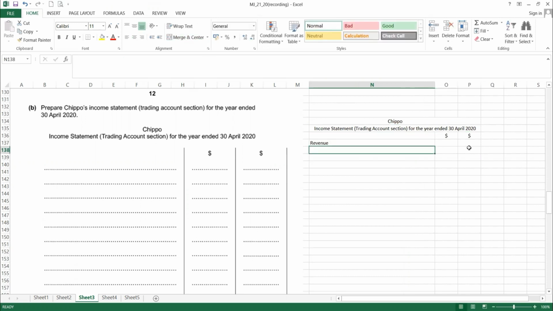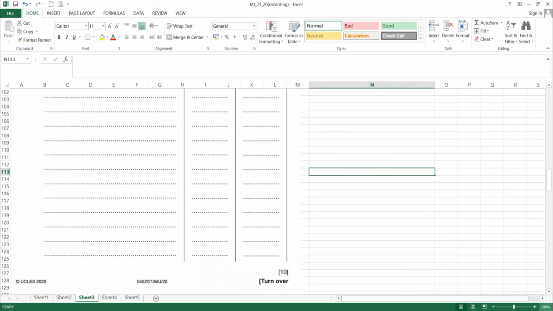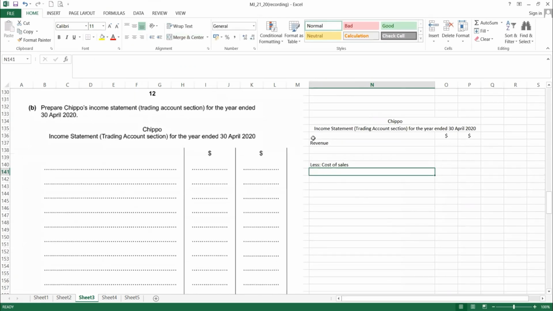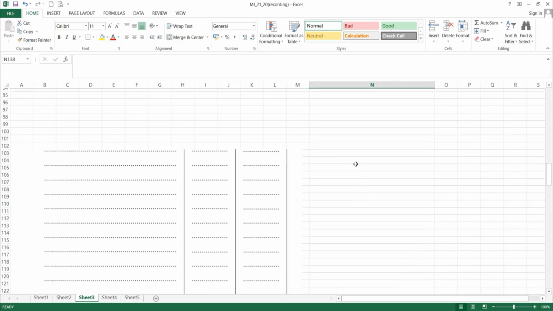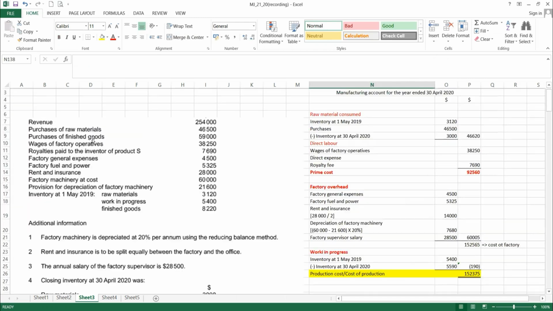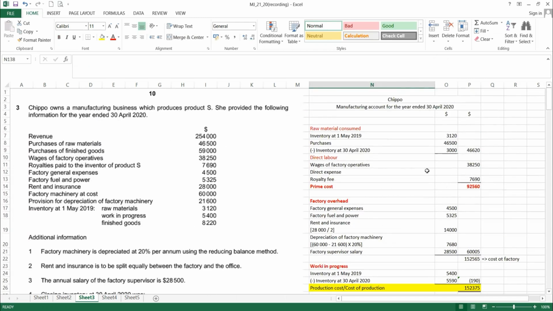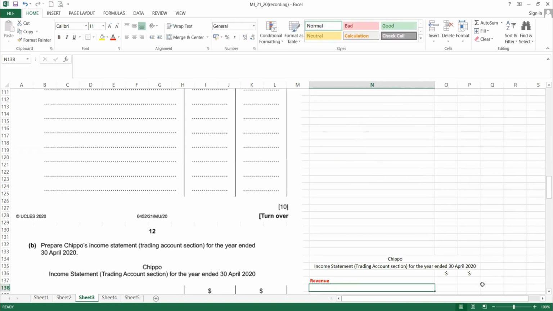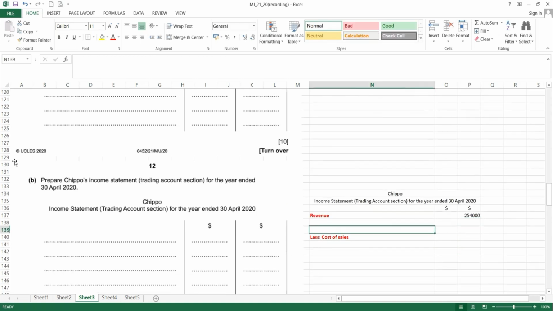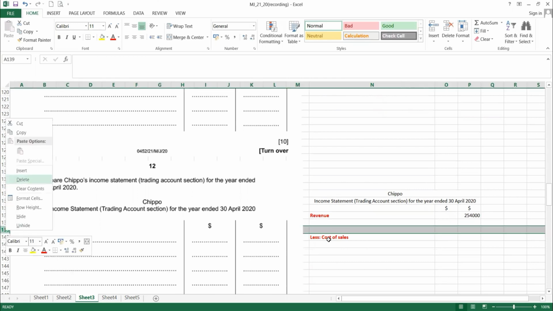Start with the revenue and then less cost of sales. Okay, this is two sections. Revenue, one section. Cost of sales, one section. So what is the revenue that we have in this question? We go to see the information. Revenue is 254. This one, they put revenue, so we just take the 254,000. Okay. So now next is the cost of sales.